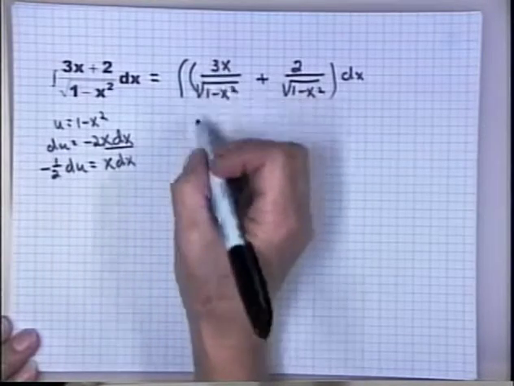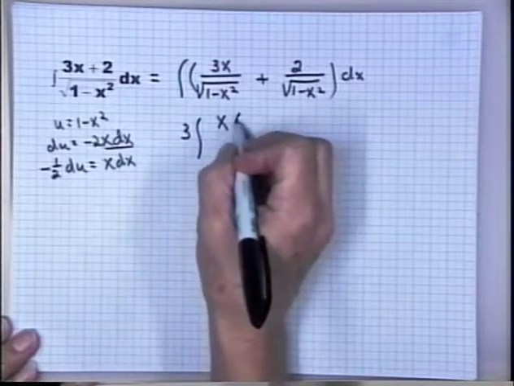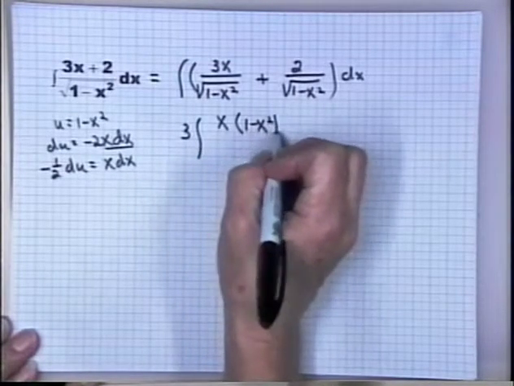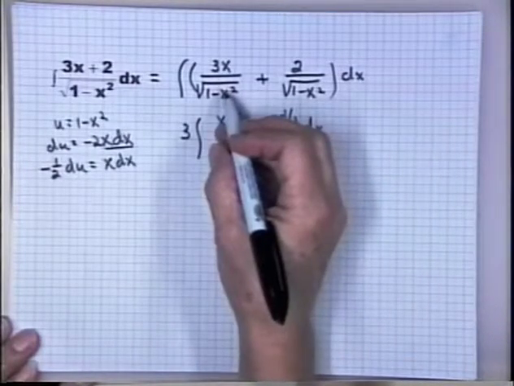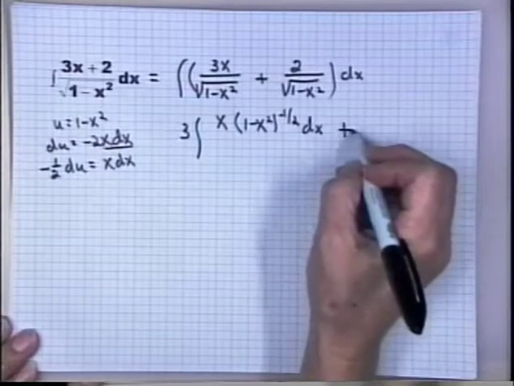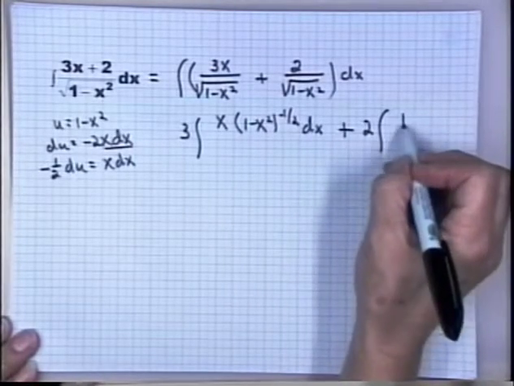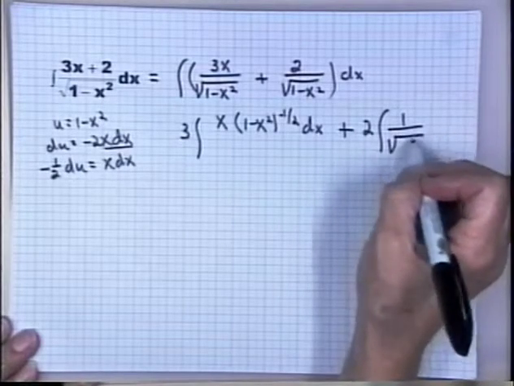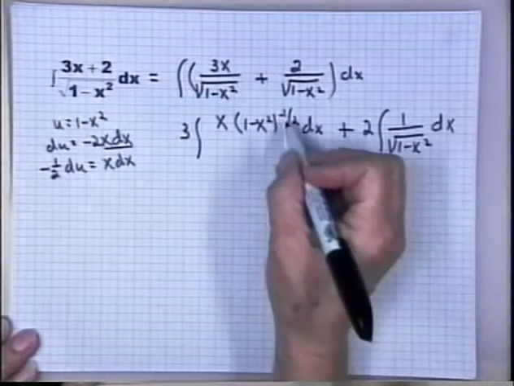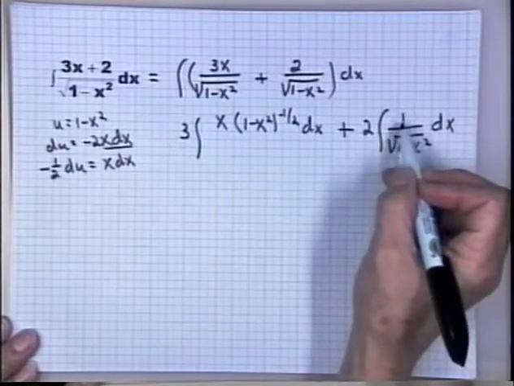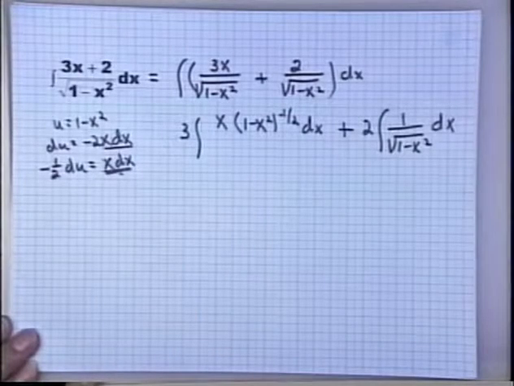So on this one, I'm going to put the 3 in front. I'm going to leave the x. I'm going to write 1 minus x squared to the negative 1/2. All of that's with respect to x. That's this one. Plus, on this one, I'm going to put the 2 in front, and I'm going to leave this one right now in the form of 1 over the square root of 1 minus x squared. The reason I'm not pulling this up in a power format is because I don't have an x, which I need to have du.